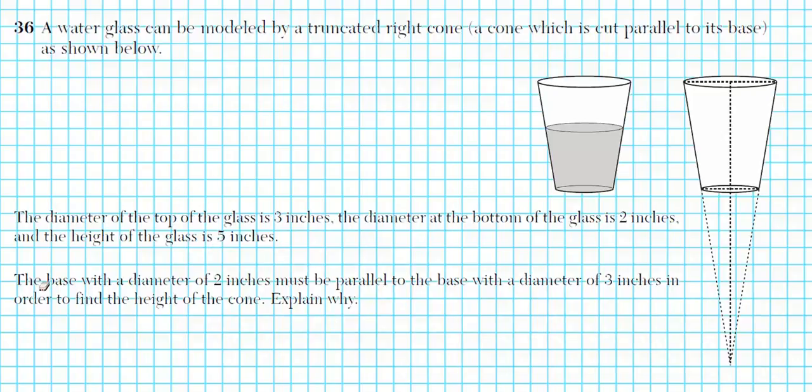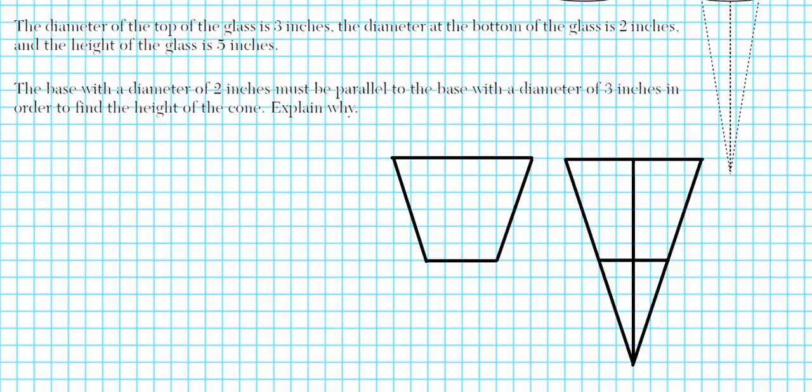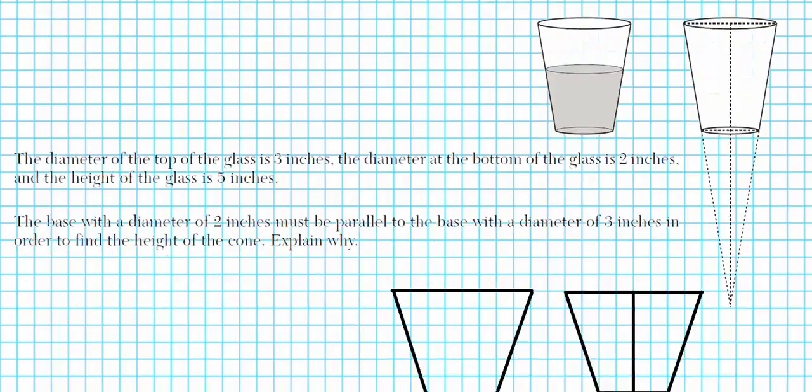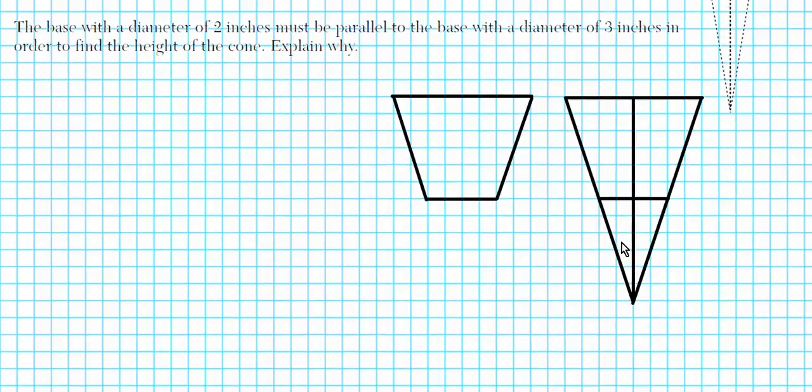Okay. First question: the base with a diameter of 2 inches must be parallel to the base with the diameter of 3 inches in order to find the height of the cone. Explain why. Okay, so in order to help us understand what's going on, I just basically got a two-dimensional snapshot of this three-dimensional figure. So what we have here is a triangle that's been split, not down the center, but just with a segment right here, somewhere in between the base and the vertex.